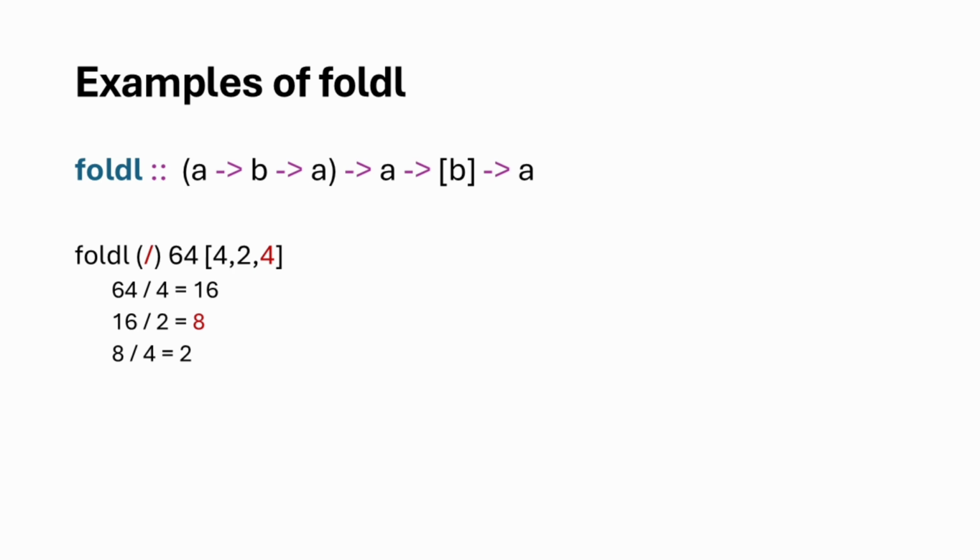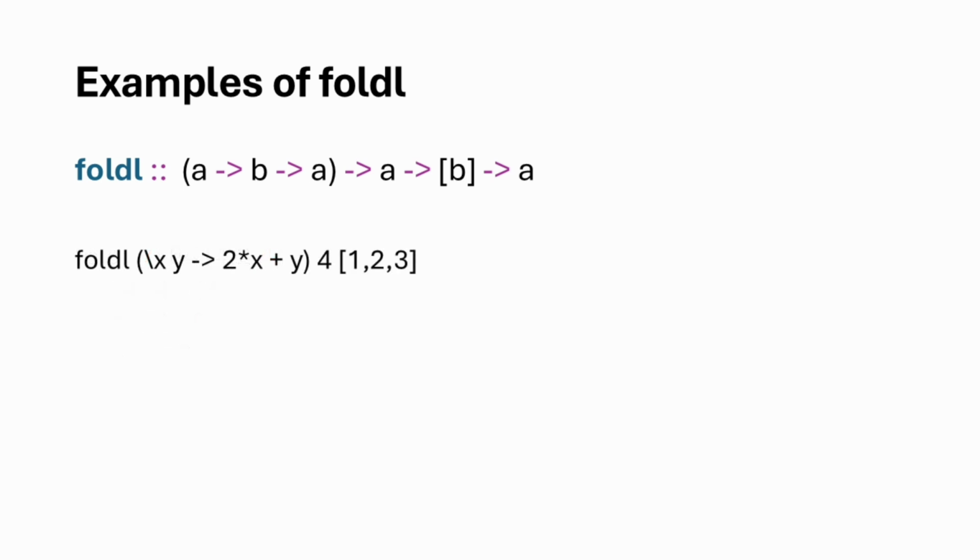Let's do one more example. In this case, we have the function 2 times x plus y as our first argument, the number 4 as our second argument, and the list with values 1, 2, and 3 as our third argument. We start by doing the same as before. We apply the function between the second argument and the first value in our list. In this case, 4 is our x and 1 is our y. We fill in the formula and get the value 9.